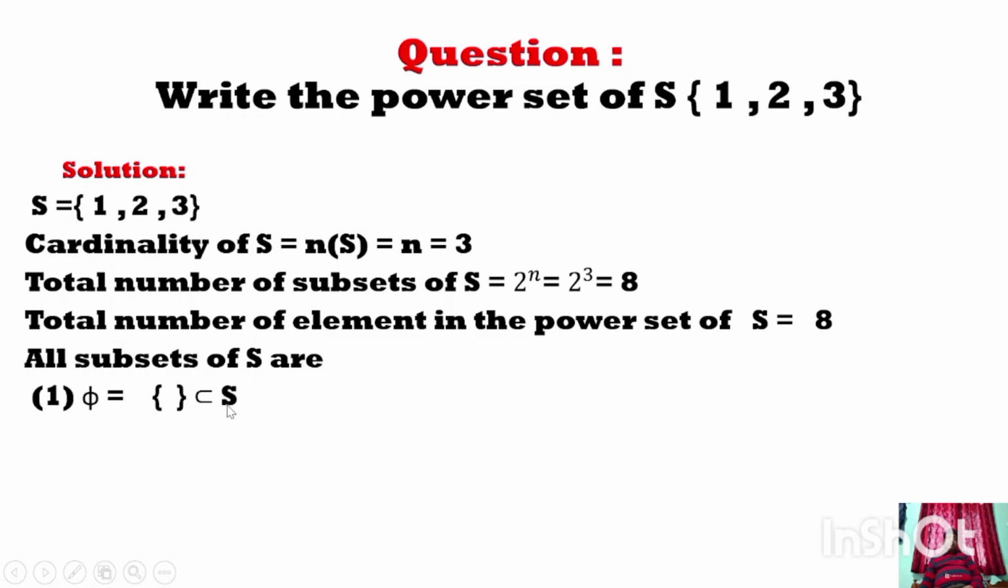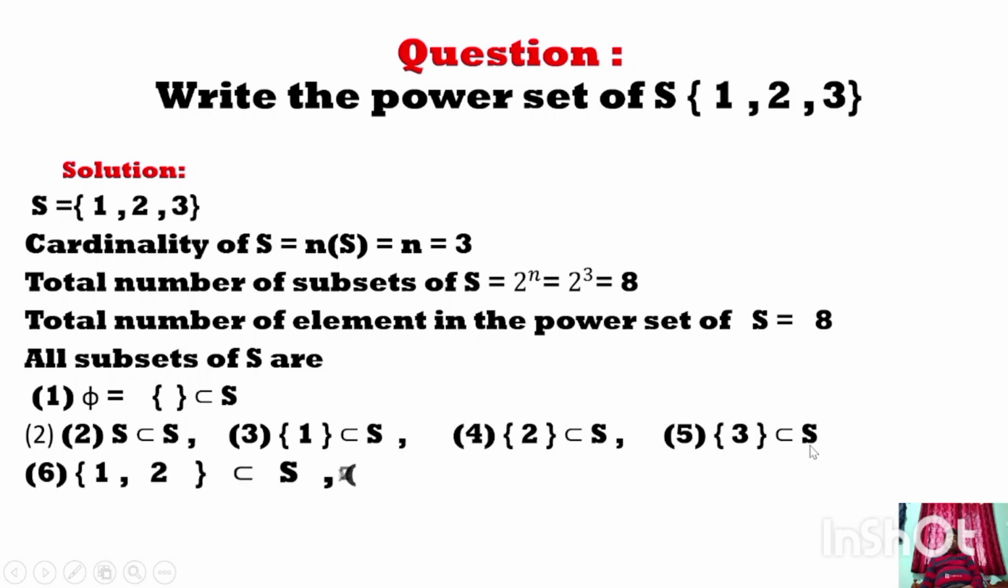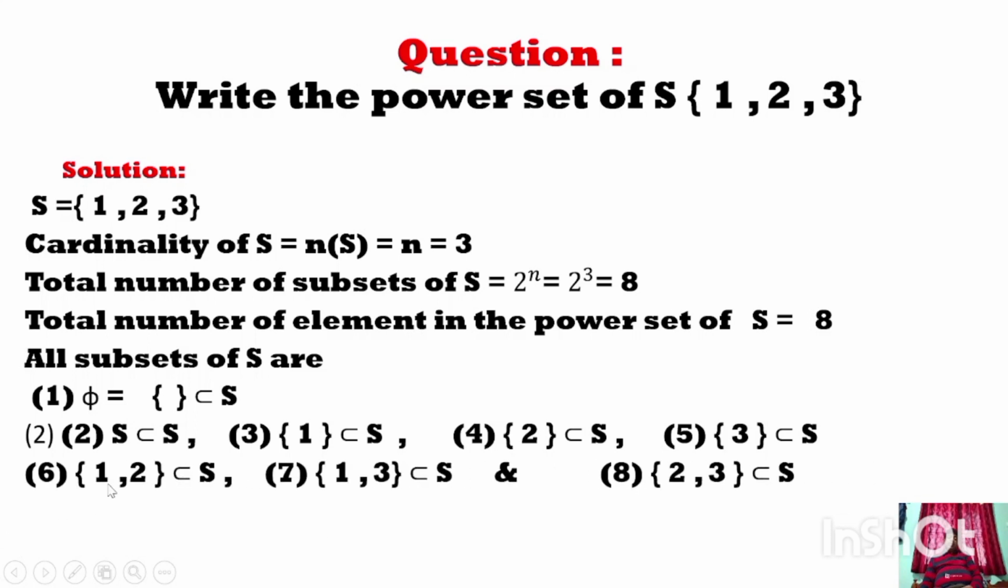First, phi is a subset of the set S, because the empty set is a subset of every set. Here S is a subset of S, since every set is a subset of itself. Here the set {1} is a subset of S, the set {2} is a subset of S, and the set {3} is a subset of S. Another one: you take 1 and 2, and taking 1 and 2 as elements in the form of a set, {1, 2} is also a subset of S.